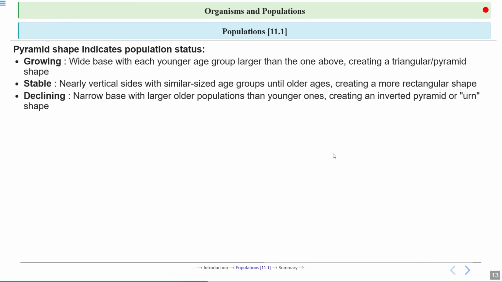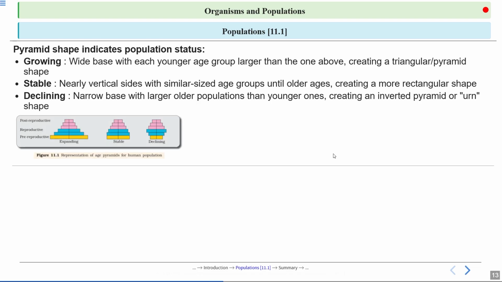Now, let's talk about the pyramid shapes. These types of pyramid indicate the population status. First is the growing population, second is the stable population, third is the declining population. In this image, you can see these are the age pyramids. The first one is the expanding population or growing population.